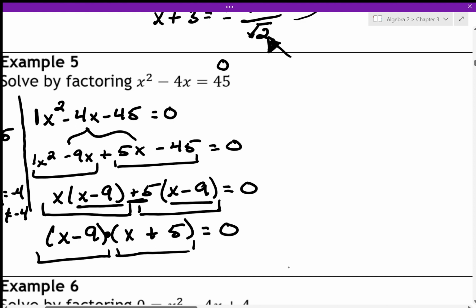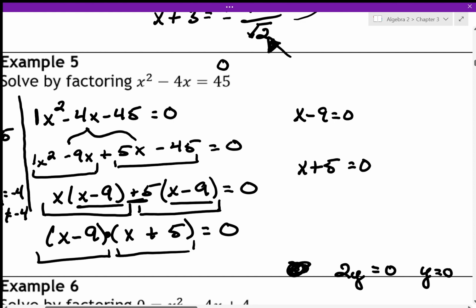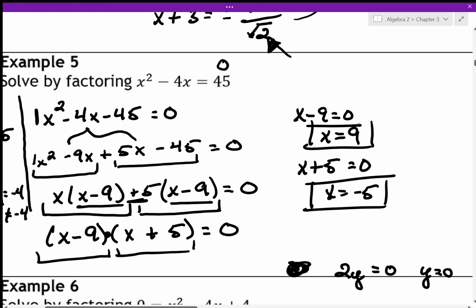If you have 2x, well, let me use a different variable. 2y equals 0, well then y equals 0. So here we're able to say that x minus 9 equals 0 and x plus 5 equals 0. Now these are just plain old linear equations, and we can solve those easily. x equals 9 and x equals negative 5. And we have two answers to this problem.